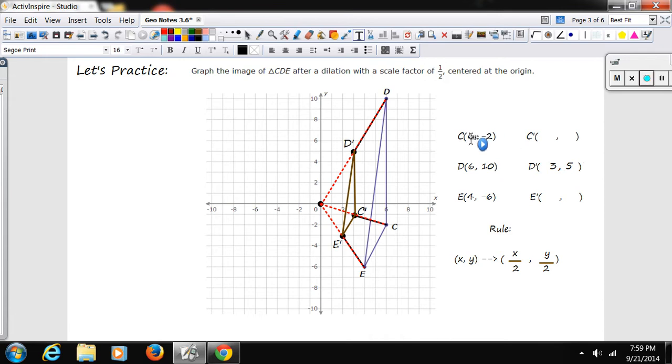So if that makes sense, then this point right here is going to be 3, negative 1. And if we put that in there, let's test it and see, is C prime 3, negative 1? Boom, there it is, C prime. And we cut that in half too, and cut that in half, negative 3. So I'm thinking 2, negative 3 would be E prime. Boom. So the rule there was to take both the X and the Y and cut them in half. So a dilation rule is just based on its scale factor.